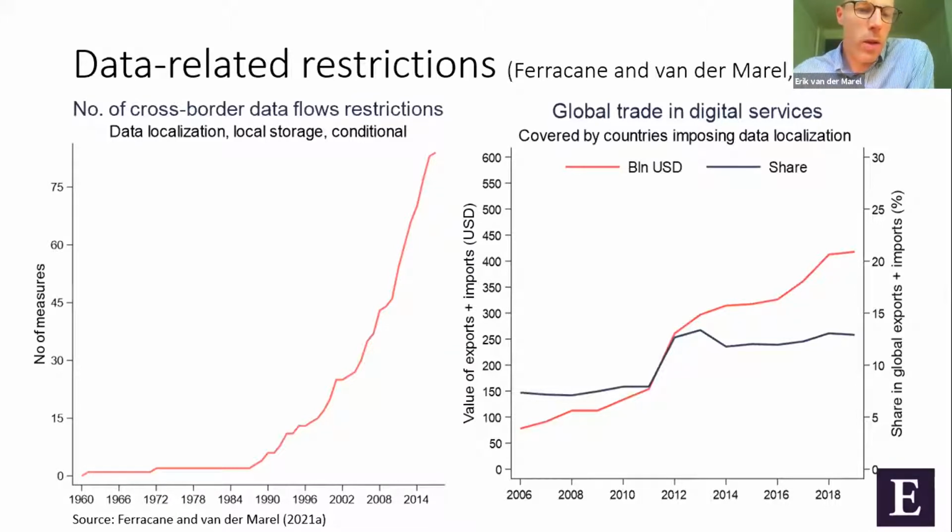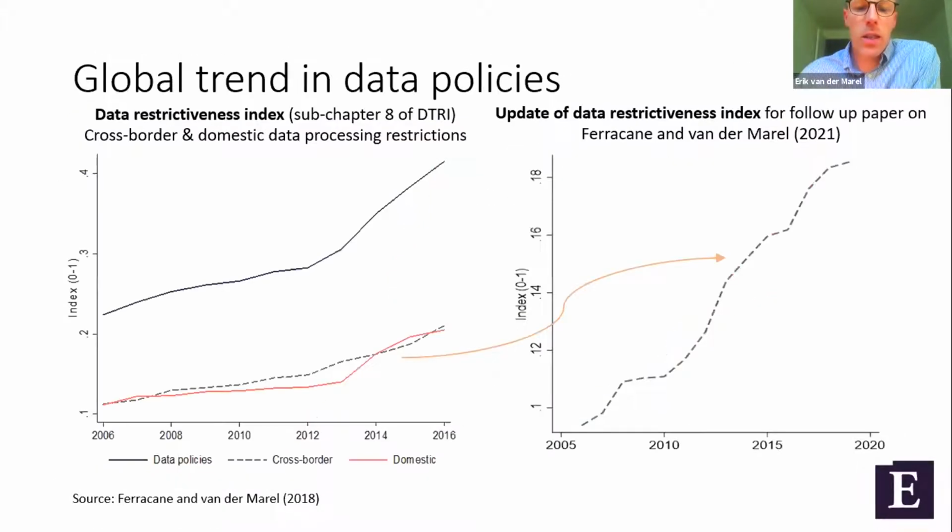Then you can do some other analyses that we have also carried out, and that goes into the more analytical part. On the left-hand panel, you can see the number of restrictions related to data localization, local storage and conditional flow regimes that we cover under the subchapter of restrictions related to cross-border flow of data. This has been rising over the last couple of years, and rising quite fast. You can also relate that to trade flows, as we have done here in the right-hand panel. If you take all the countries that have implemented data localization measures, that would cover around 15% of global trade flows in digital services. That is summarized here on the right-hand panel.